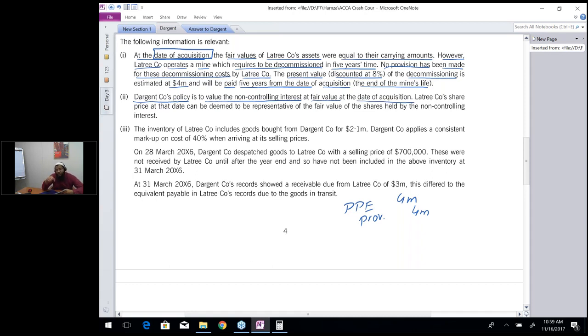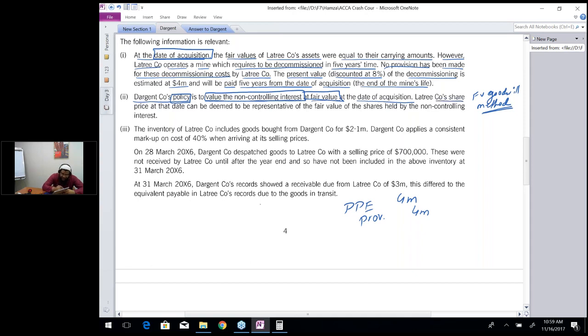Now, this is where the question is telling us the full goodwill method, that our policy is to value NCI at fair value. In which goodwill method do we value NCI at fair value? In the full goodwill method. So this means the question is referring us to follow the full goodwill method.